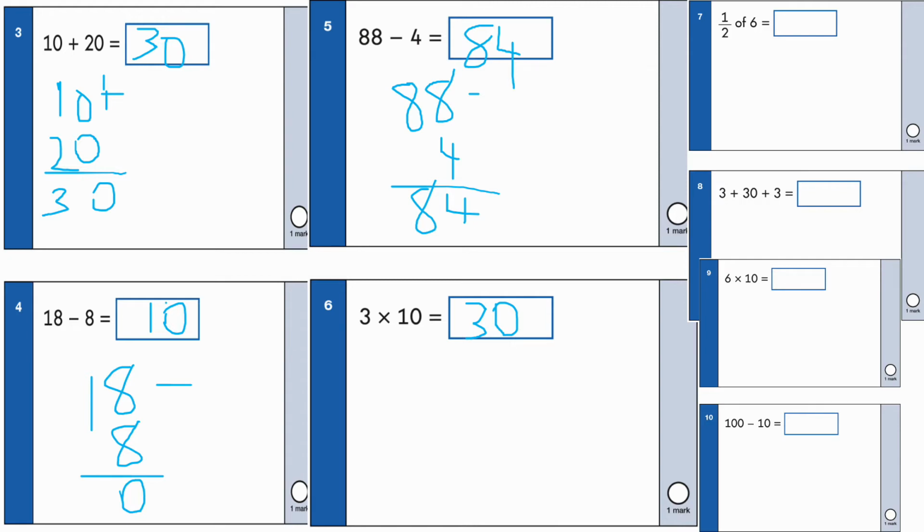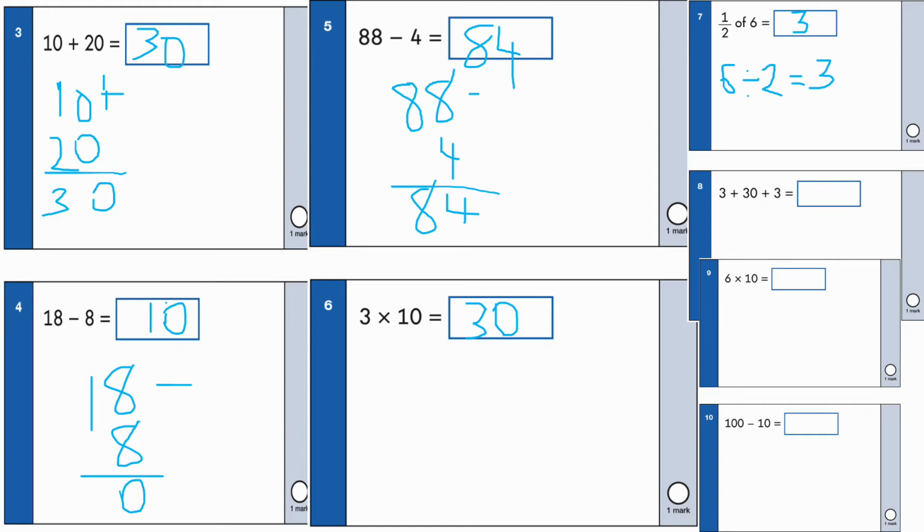This is question number 7. A half of 6. Well, a half of something means dividing it by 2. So 6 divided by 2, okay, is equal to 3. Okay, so this is what I call fraction of an amount. So a half of something is splitting it into 2 equal parts. So a half of something means dividing it by 2.